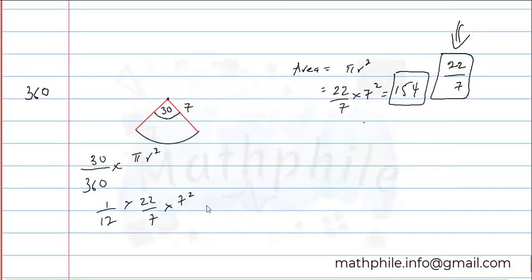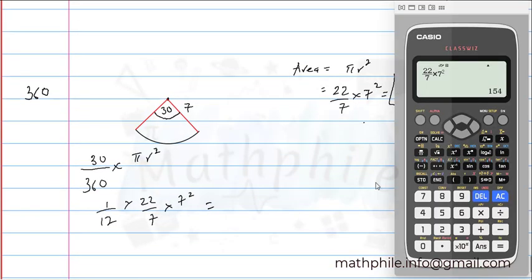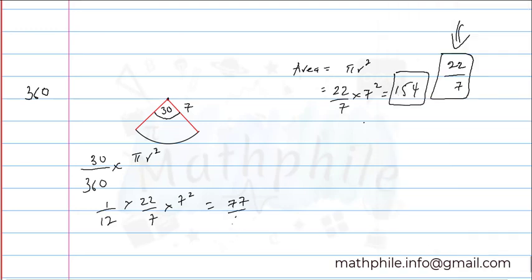So working this one out, we should expect to get an answer lesser than what we got before. So that's 1 over 12, multiplying this, that is 77 over 6. So we've got 77 over 6. That is going to be our area of the sector.